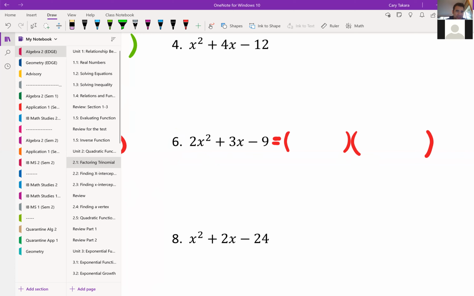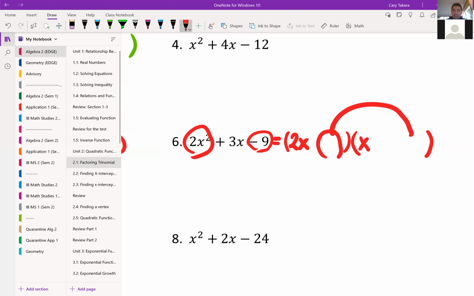Again, the first step is to focus on the first term, 2x squared. How do you get 2x squared? There's only one option, that will be 2x and x. Now we're gonna skip the middle term and focus on negative 9. What will you ask yourself? What times what? This number times this number will give you negative 9.